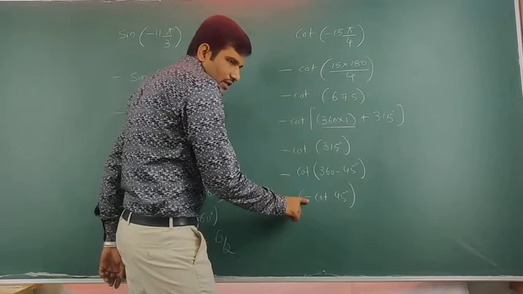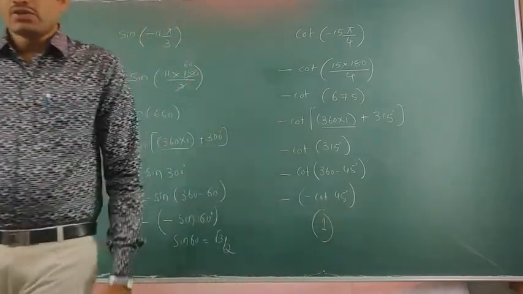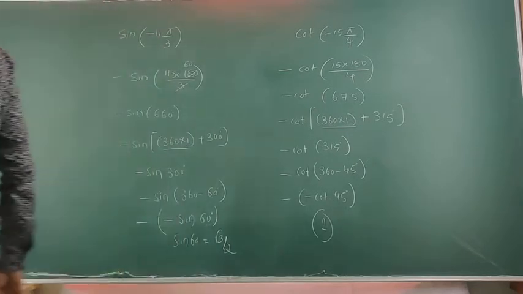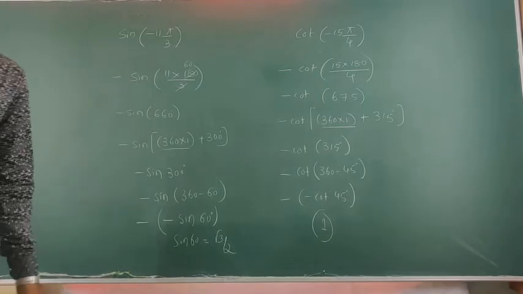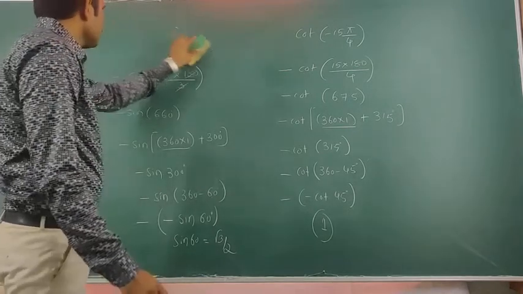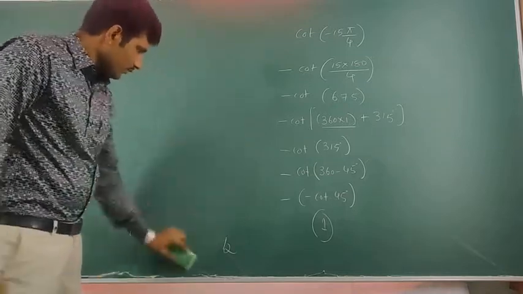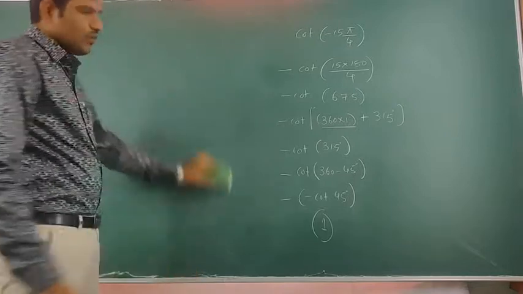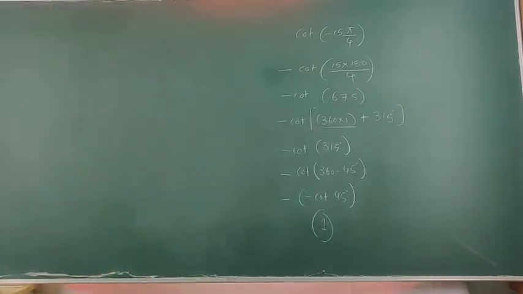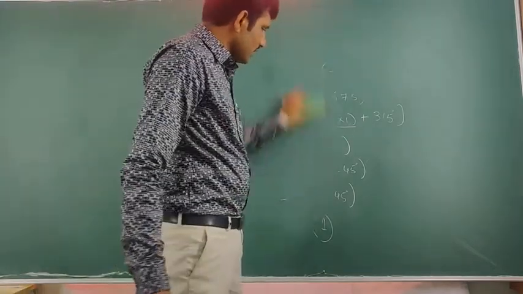Therefore, minus into minus is plus cot 45 degree. What is cot 45 degree? 1. Is it clear, students? Yes, sir. Got the answer 1. Now see, these are the problems in NCERT book, and you will get a 1-2 mark question on this in the theory exam. Definitely there is a 1-2 mark question out of any of these 7 problems.